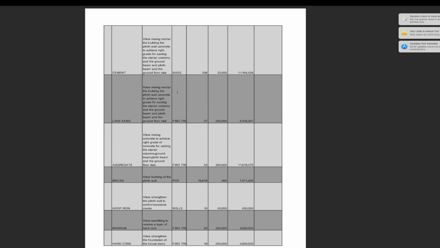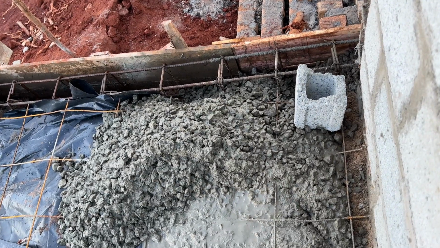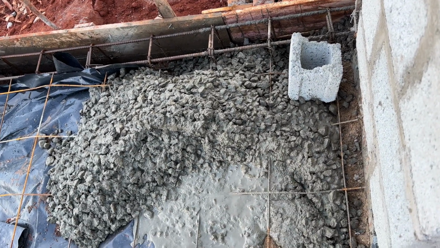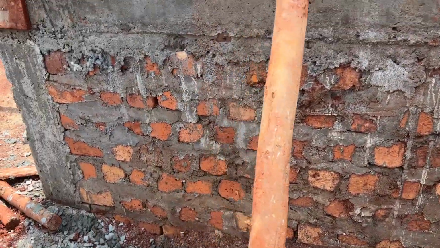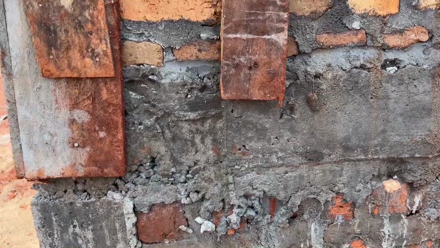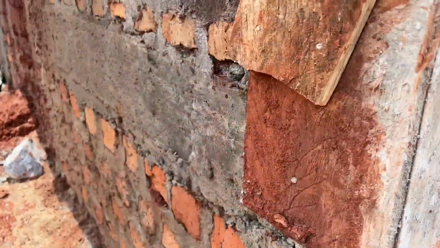We also bought lake sand. Now this lake sand, we used it for mixing mortar for the plinth wall brickwork. Then we also used it for mixing concrete for casting the ground slab, the plinth beam, and the ground beam, plus the starter columns. So we bought 37 forward trips, and each trip cost 250,000 shillings.